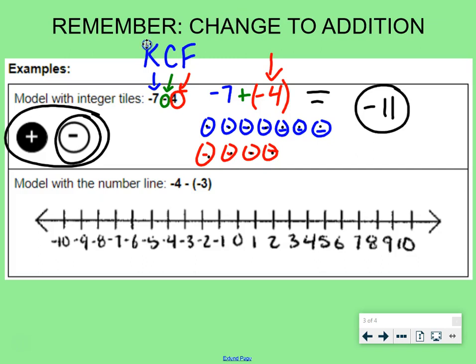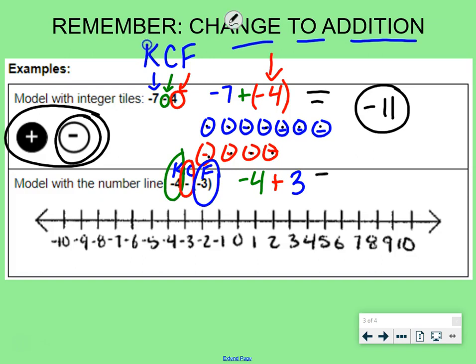Now, if you remember from adding, we also have the number line that we can use. So we're going to model this with the number line. The first thing we have to do is change to addition. So we're going to keep, change, flip. We're going to keep that first number. That -4 is going to stay. Then we're going to change the subtraction to addition because we want to change all problems to addition. Then we're going to flip that -3 to its opposite, which is +3. So now we have -4 plus 3, and we want to know what that equals.